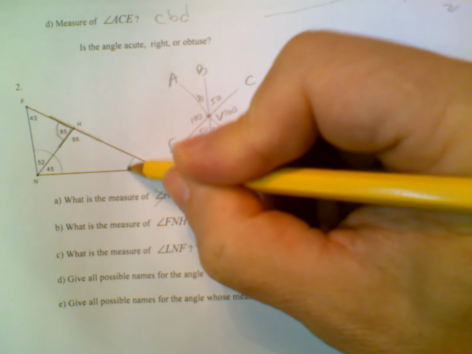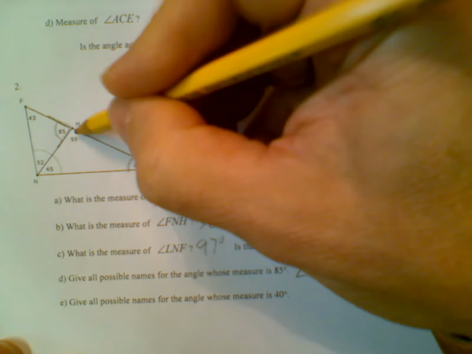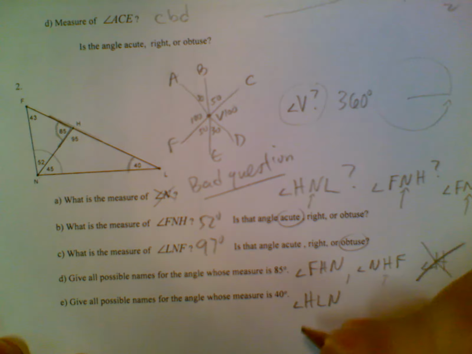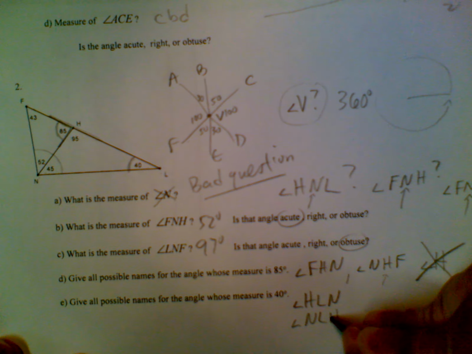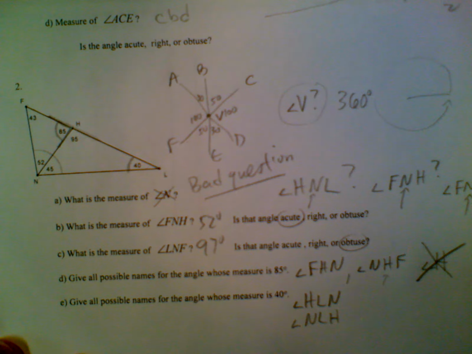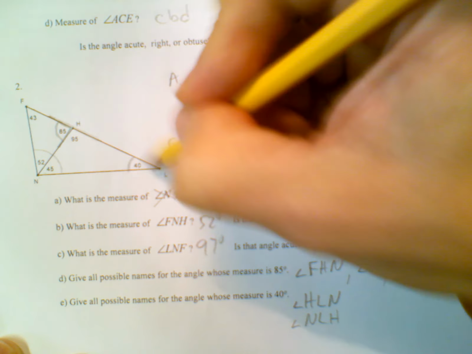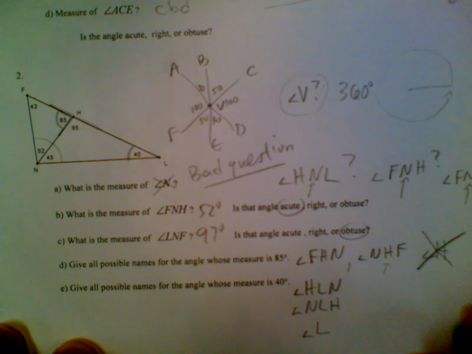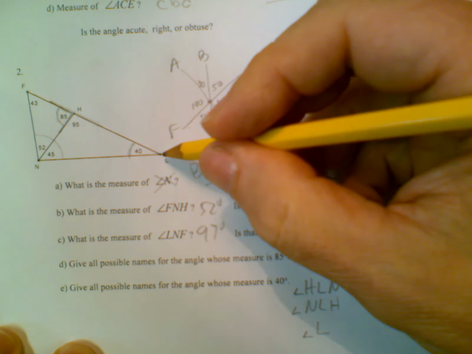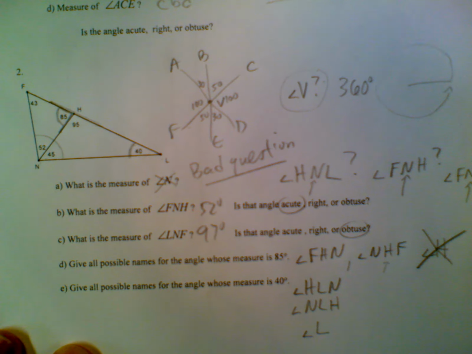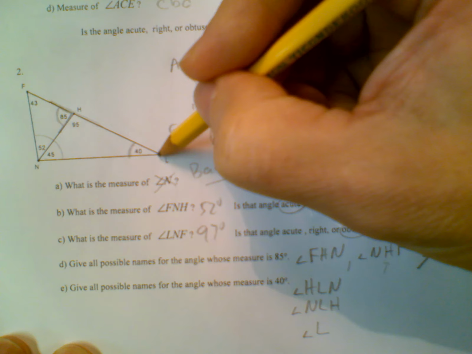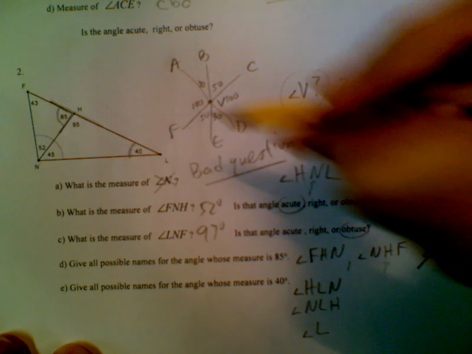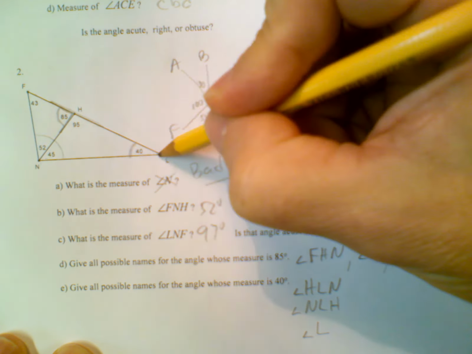The 40-degree angle over here, well, I could call it HLN, or I could call it NLH. Those are two good three-letter names for that angle. I could also just call it angle L. I could get away with that for this picture. But hey, there are still two other good names for this 40-degree angle. Did you get more than these three? How about FLN?